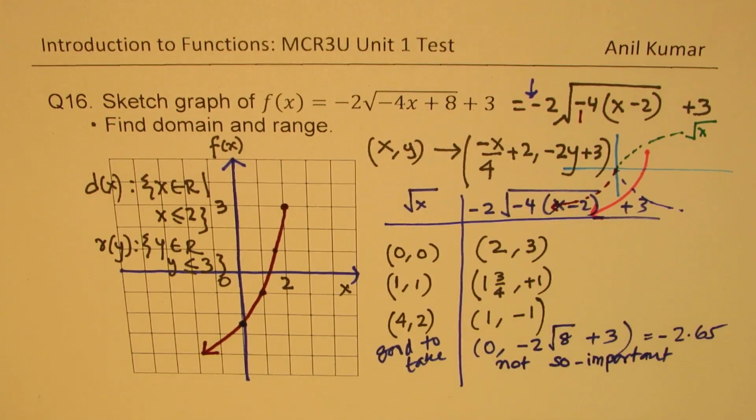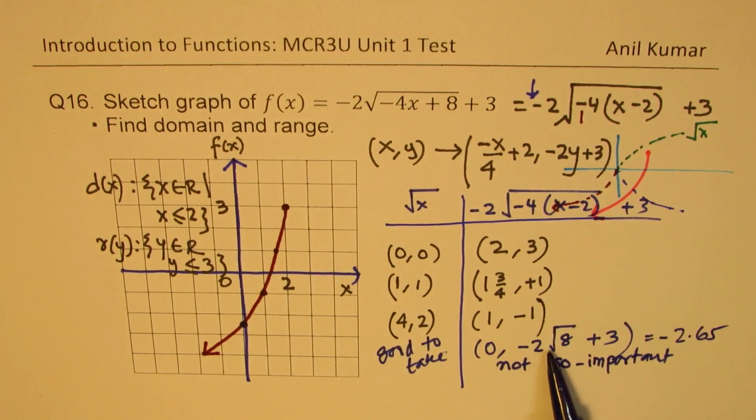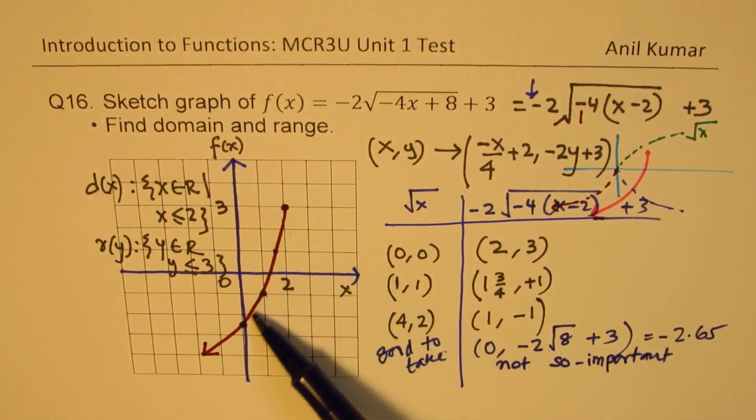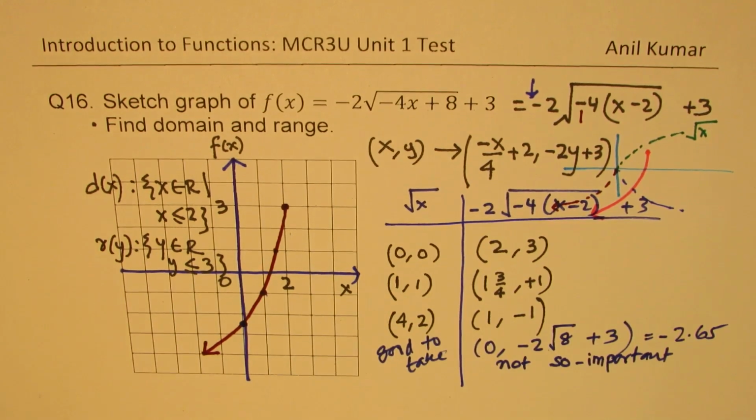So it's a good idea to use the points as we did. You may or may not look into this point. Just sketch with these 3 points. That should be okay. You'll definitely get correct domain and range. But it is a preferred thing to always find y-intercept. It's not difficult to calculate.